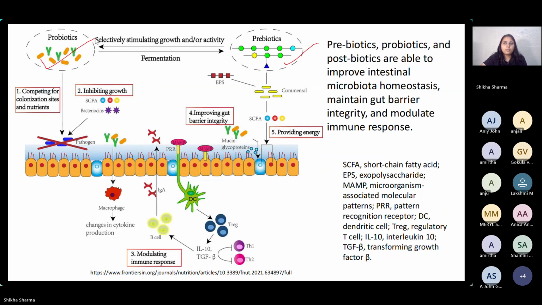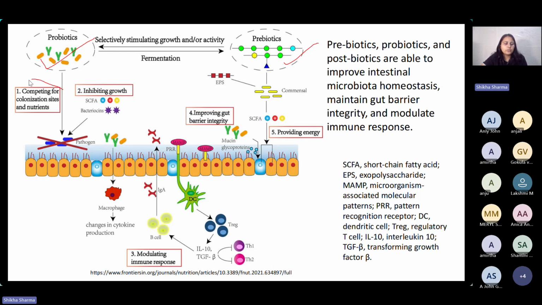probiotics are going to help grow the intestinal. So these prebiotics help to grow the intestinal microbiota and overall achieve the homeostasis of the gut microbiota, maintain the gut barrier integrity, and modulate the immune response.